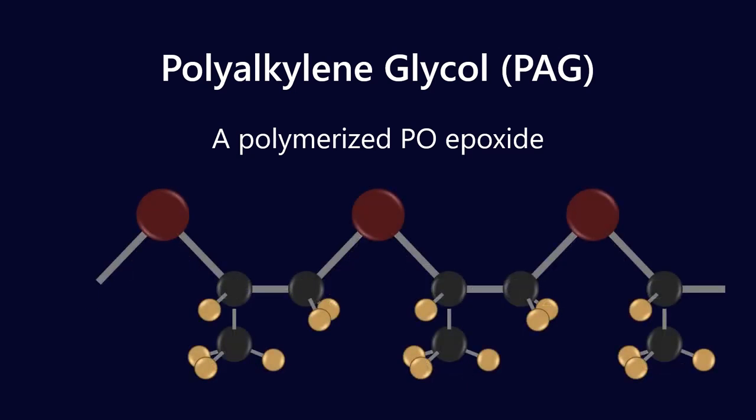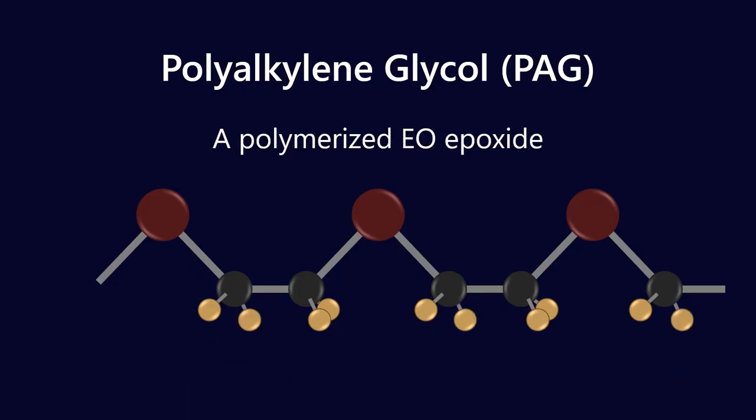Now, it's probably a little bit more helpful to use a ball and stick model for this one. So this is what a PO PAG would look like, and this is what an EO PAG would look like. One thing that you'll notice about the EO PAG is that it has these oxygen atoms scattered all throughout. So basically every third atom on the chain is an oxygen. And that gives it some pretty unique properties.